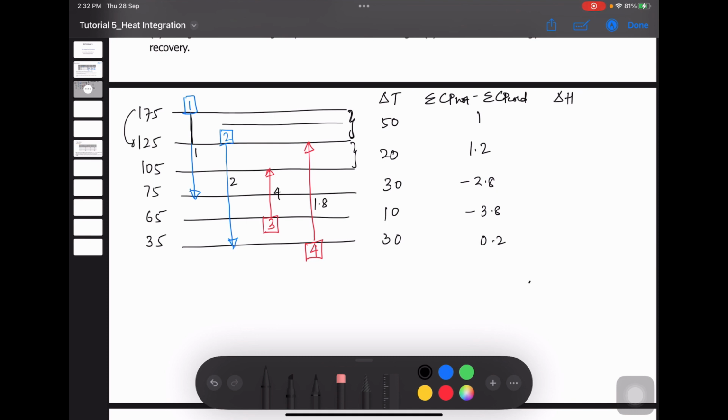So the next step would be enthalpy calculations. The enthalpy is delta T multiplied by our CP. So 50 times 1 is 50, 20 times 1.2 is 24, then negative 84, negative 38 and 6.